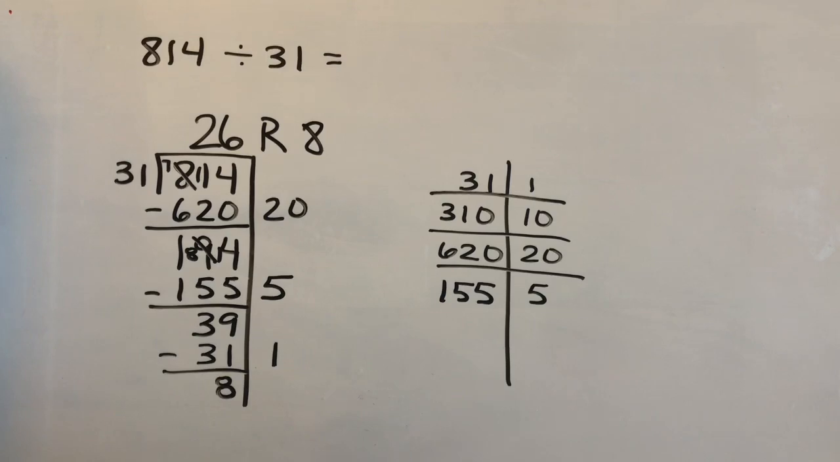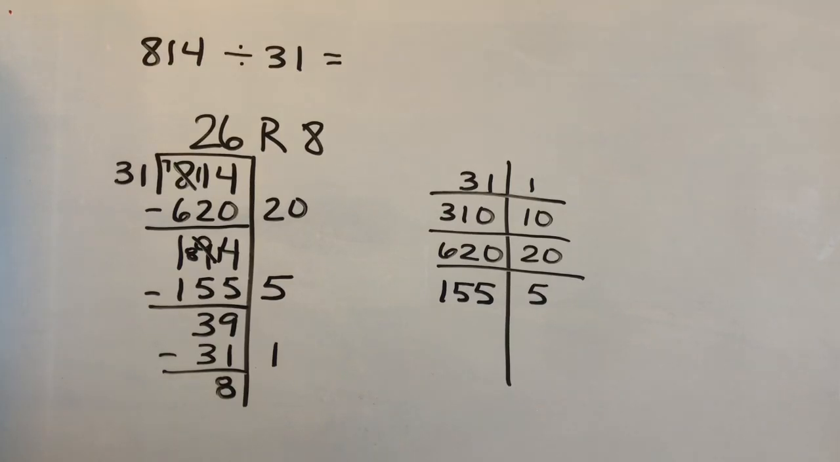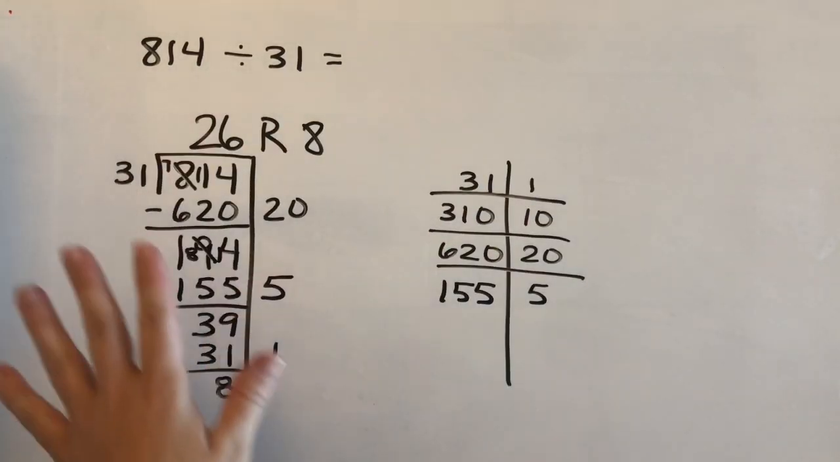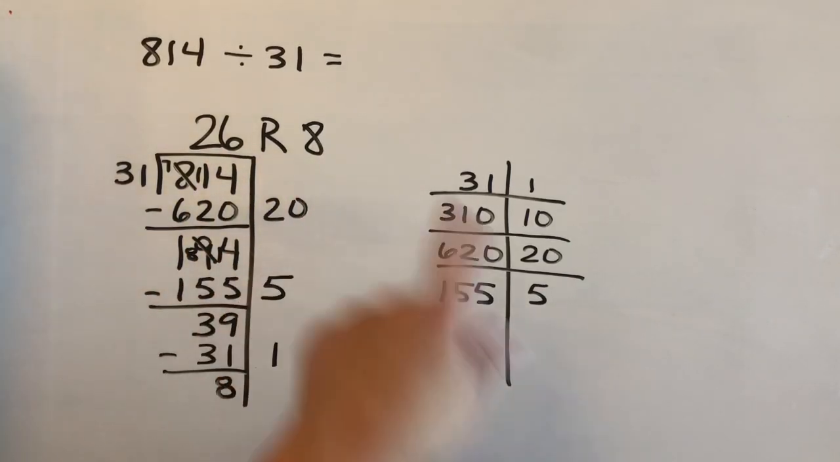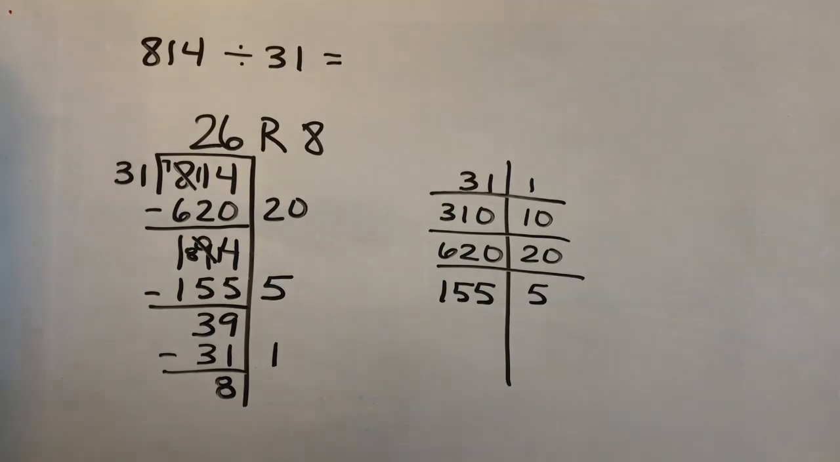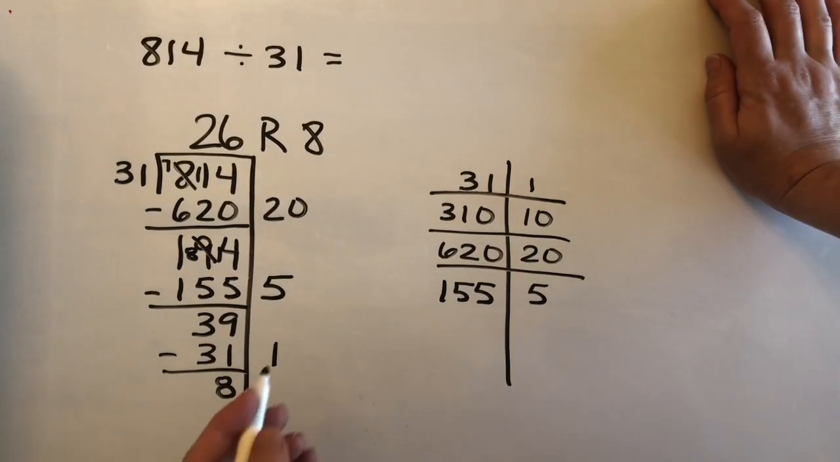Now, can we put a fraction on a person? What is this 8 representing? The 8 is representing how many students are left. So on 31 buses, we're going to put 26 students each. But then I have 8 students that are not on a bus. So what does that mean? It means that 8 of those buses are actually going to have 27 students.